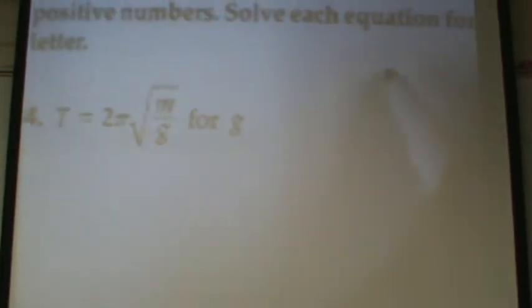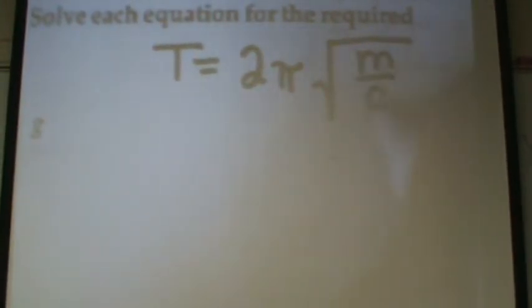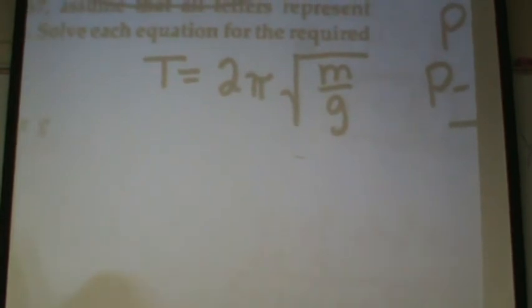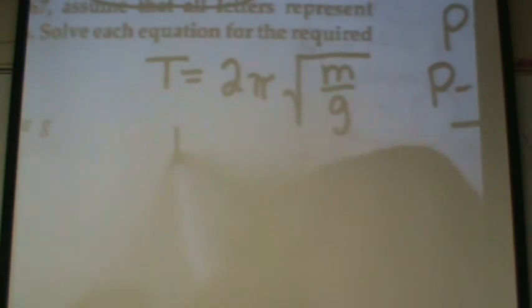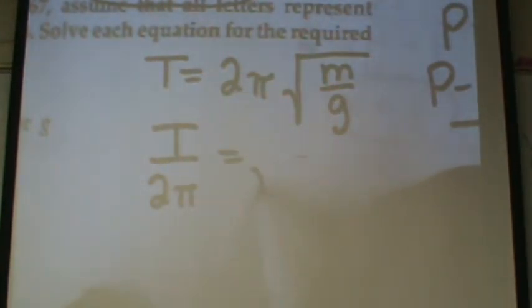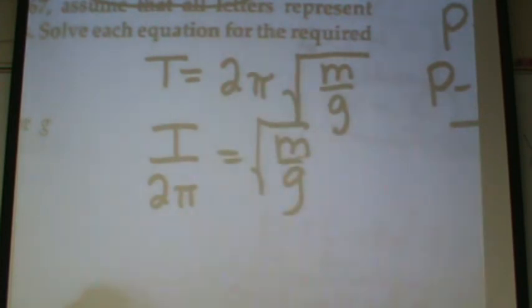Now we're testing to see, can you get G by itself? This says capital T is equal to 2 pi times the square root of m over G. I want you to solve this for G. So do you know the steps to solve for G? What would you do first? What's that? Divide by 2 pi. So does everybody agree that T over 2 pi is equal to the square root of m over G? Then what?